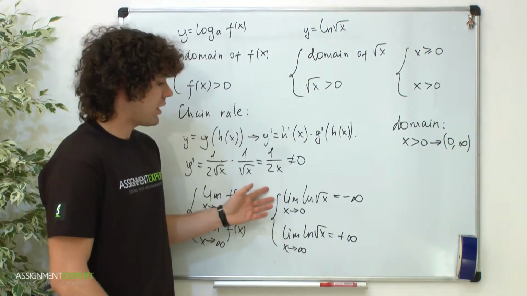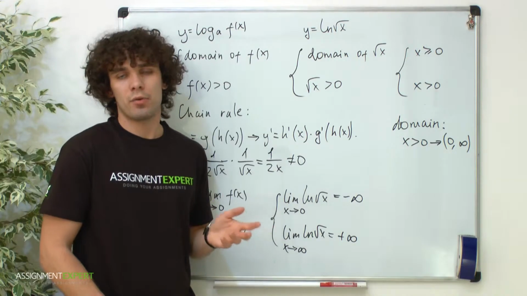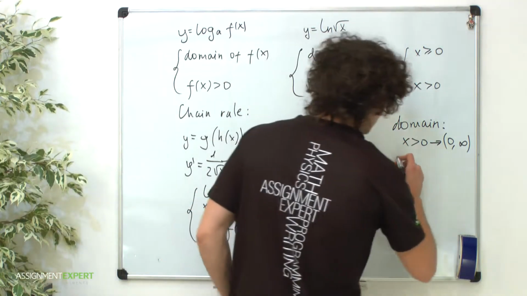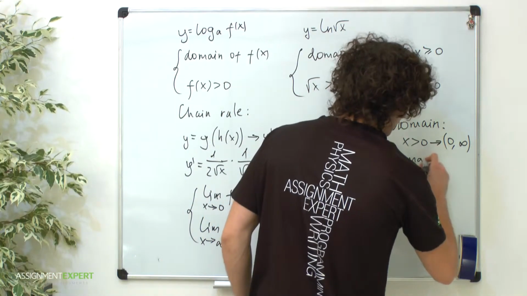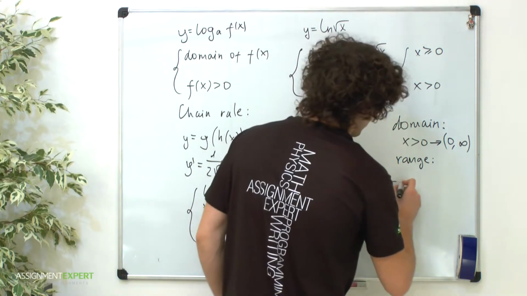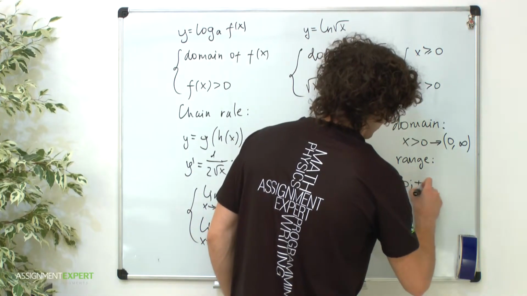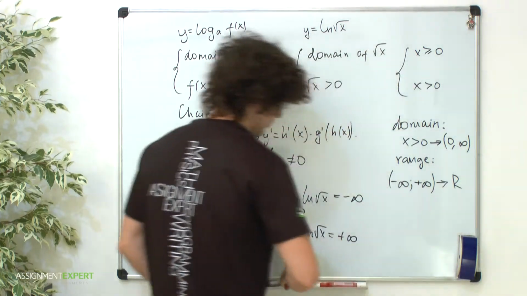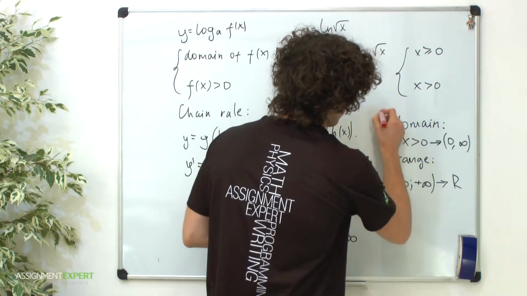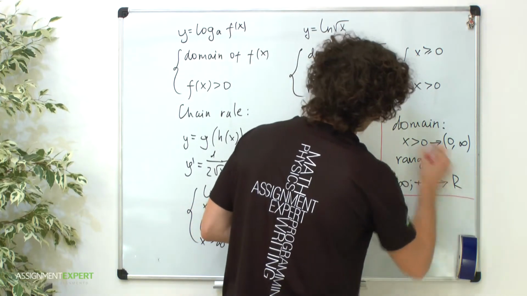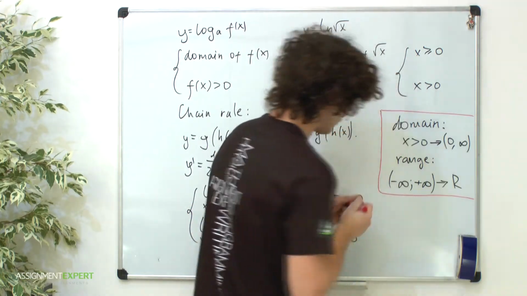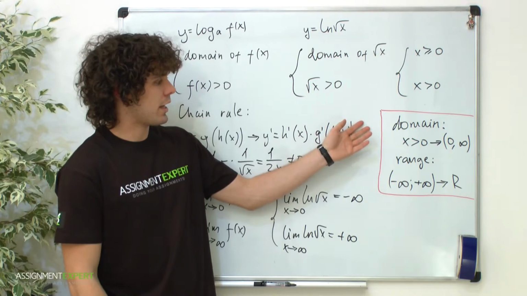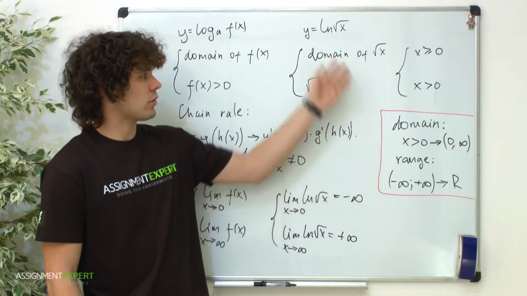So now we know these two limits, and we can write the range of our function. The range is an interval from negative infinity to positive infinity, or the whole set of real numbers. So here we have the answer. We've found domain and range of this function.